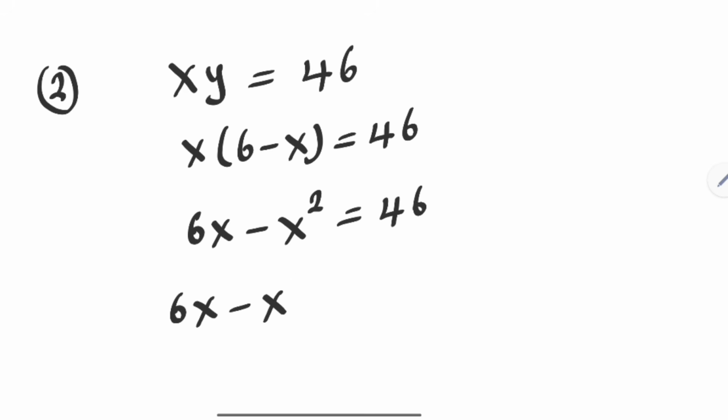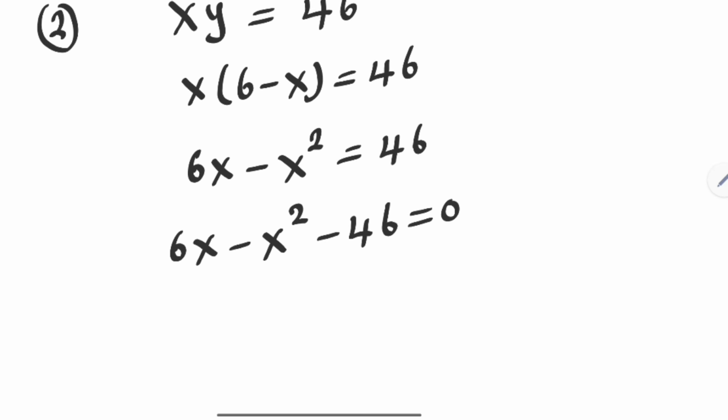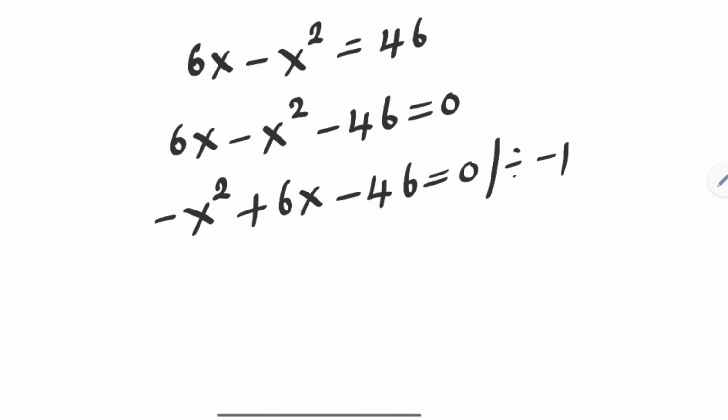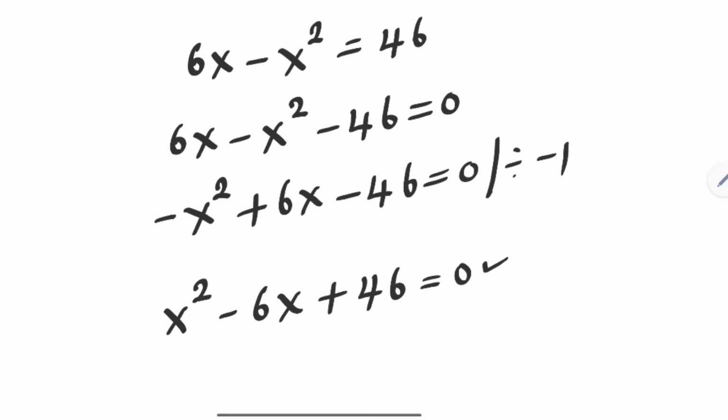6x minus x squared minus 46 is equal to 0. Let us put this in standard form. Minus x squared plus 6x minus 46 is equal to 0. Let us divide the whole of this equation by minus 1. Then we have x squared minus 6x plus 46 is equal to 0. This is a quadratic equation.